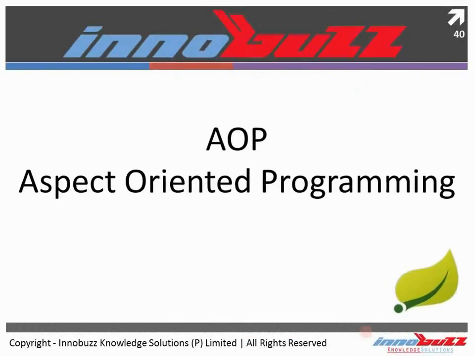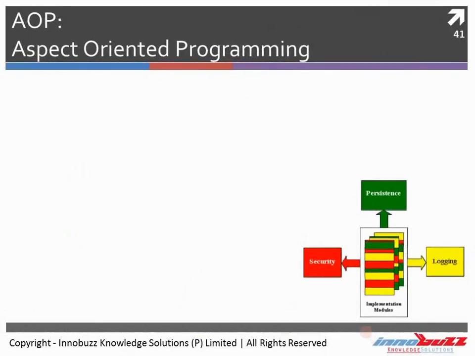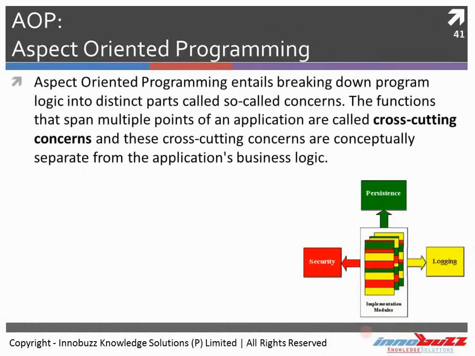Aspect oriented programming. This is also one of the important features of Spring framework. Aspect oriented programming entails breaking down program logic into distinct parts, so called concerns. The functions that span multiple points of an application are called cross-cutting concerns. And these cross-cutting concerns are conceptually separate from the application's business logic. So, these concerns can be separated from your actual enterprise application business logic.